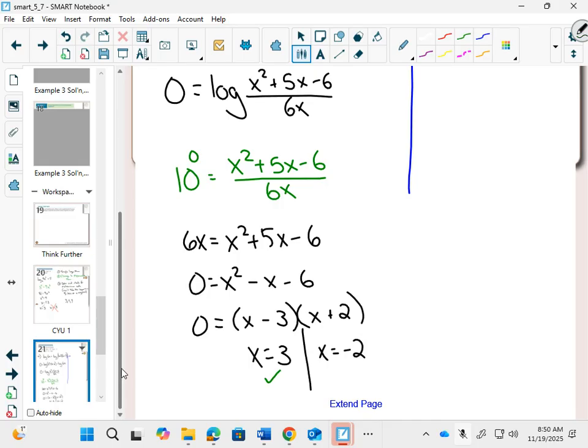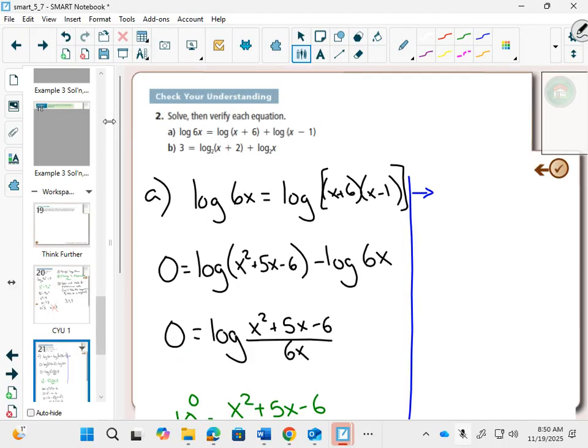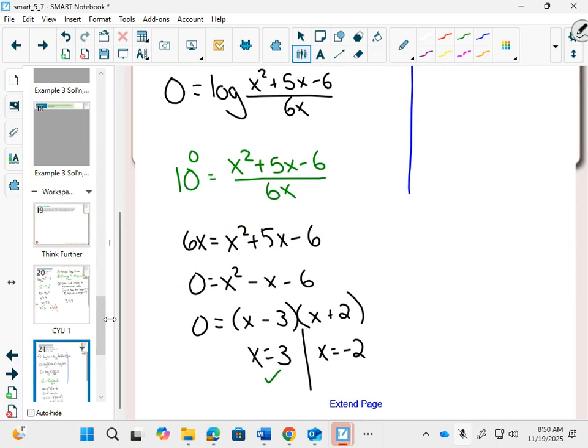If I plug in negative 2, well, right away, 6 times negative 2 is negative 12. You cannot have a negative inside of a logarithm, so I can cross this one out right away.